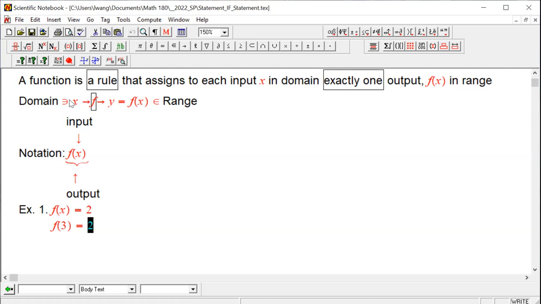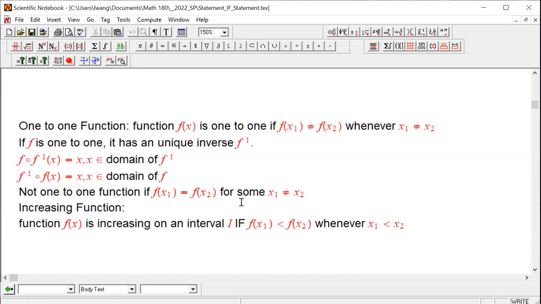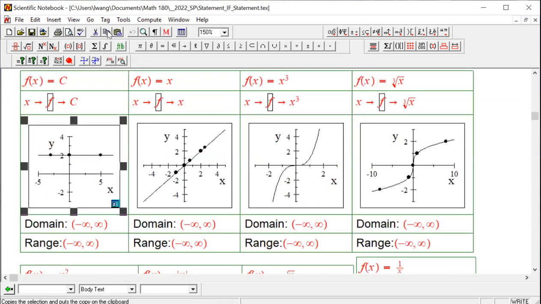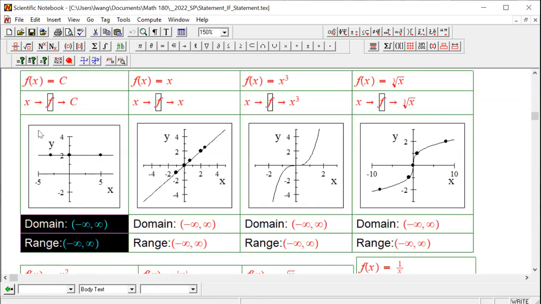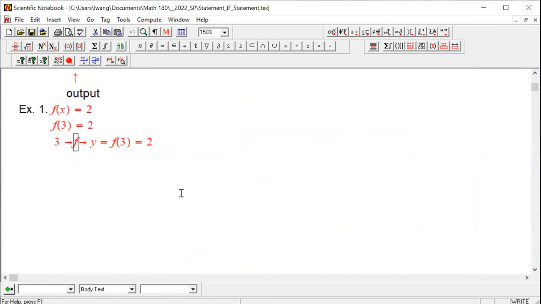Usually you don't see a lot of this written in the textbook. I do it because I think it will be helpful. Input is 3, and output is 2, according to this particular rule. Now, let's look at the graph. This graph is pretty familiar to us, so I'm going to take this picture with us.